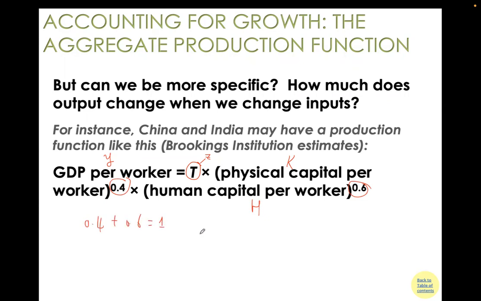In an advanced class, you will learn this is what we call constant returns to scale. What this means is that if your physical capital per worker and human capital per worker grow by the same share, let's say we call it X and X, then the output is going to grow by the same fraction or same share. So this is what we call constant returns to scale.